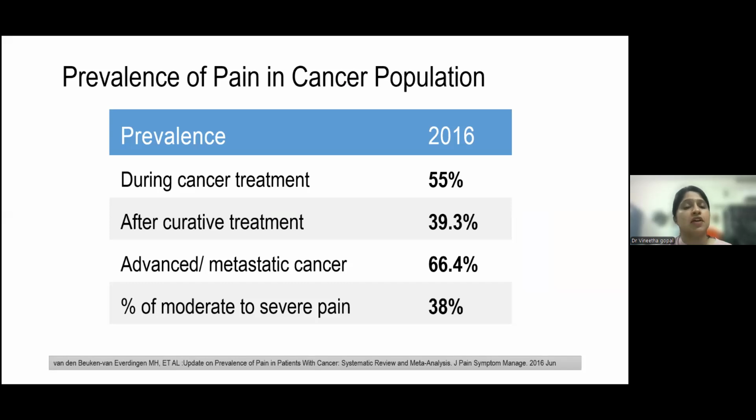And if you look at the prevalence of pain in the cancer population, in the same study published in 2016, they found that during cancer treatment, it is around 55%. Even after curative treatment, the prevalence is around 40%. And in advanced or metastatic cancer, it is around 66%. And among this, almost 38% will have moderate to severe pain.